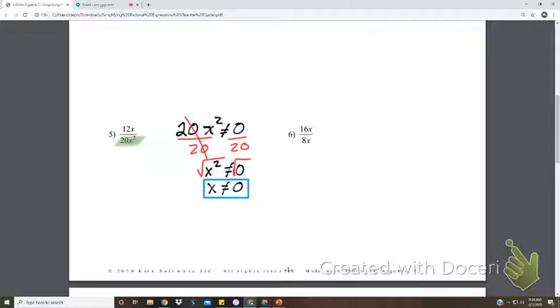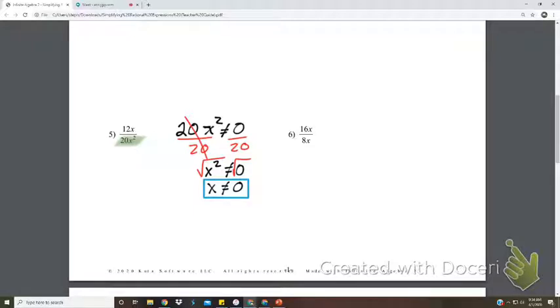I'm going to start by finding my excluded values, which means I need to take the denominator, 20x squared. That cannot equal 0. I'm going to divide both sides by 20, which means x squared cannot equal 0. When I square root both sides, that's going to mean x cannot equal 0. There's the first part of my answer. X cannot be 0 on this equation.